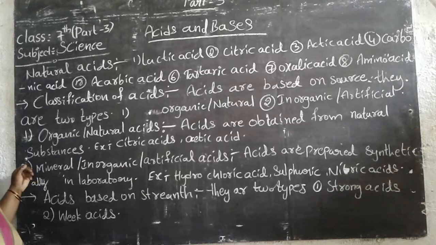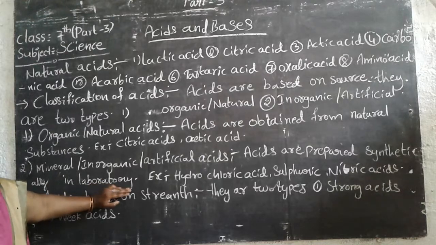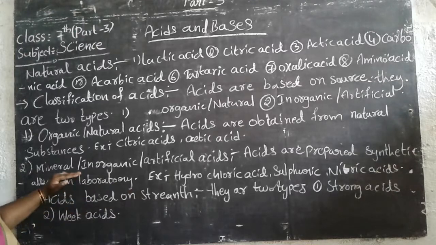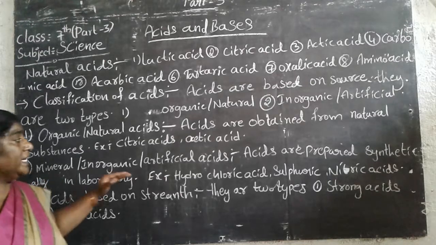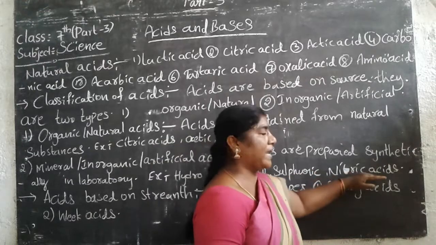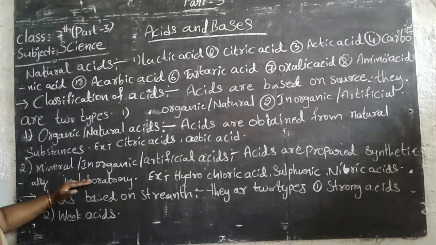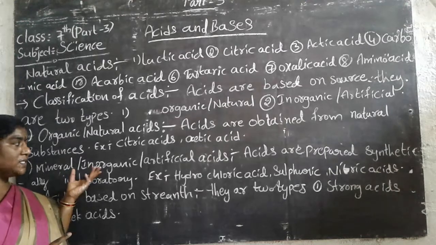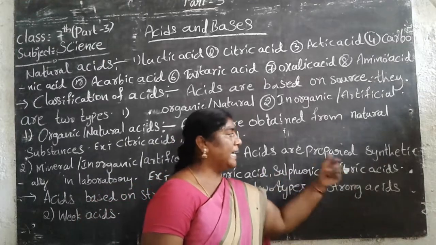Acids prepared synthetically in a laboratory are called inorganic or artificial or mineral acids. Examples: hydrochloric acid, sulfuric acid, nitric acid. These inorganic acids are prepared synthetically in the laboratory. They are called inorganic acids. Examples: hydrochloric acid, sulfuric acid, nitric acid.